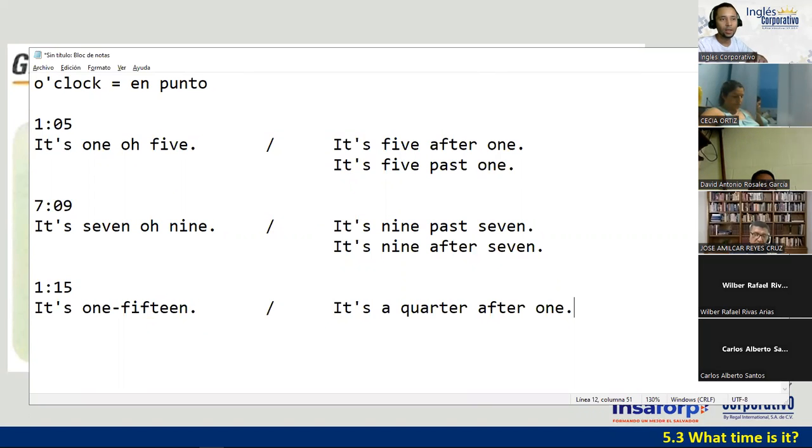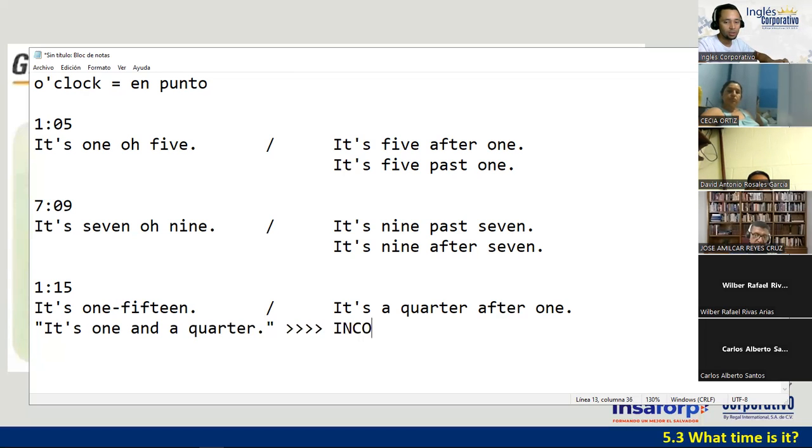Okay. It's 1:15. Ahora, cuidado, no vayan a decir, por ejemplo, it's 1:15, porque eso sería incorrecto. Eso no existe. En español decimos eso, la 1:15. Ok, no hay problema, entendemos.